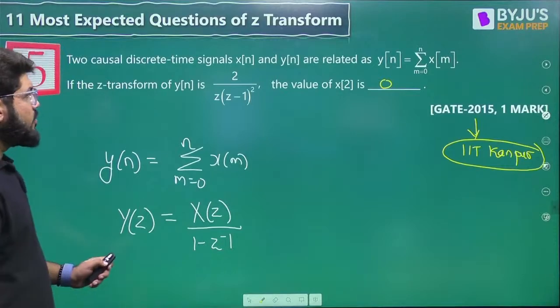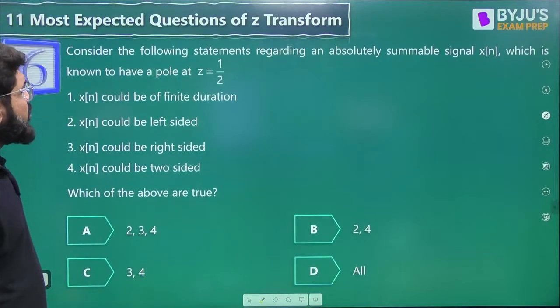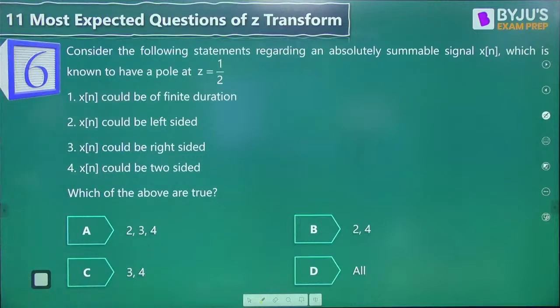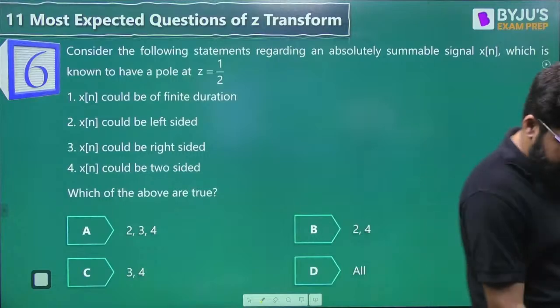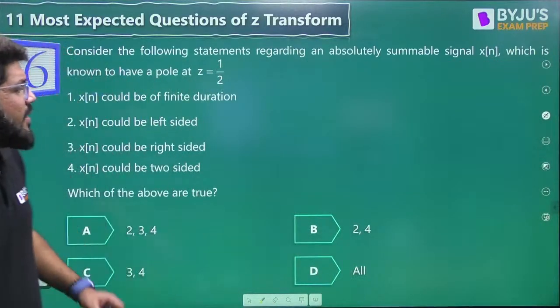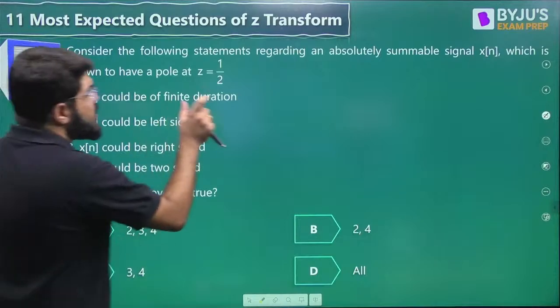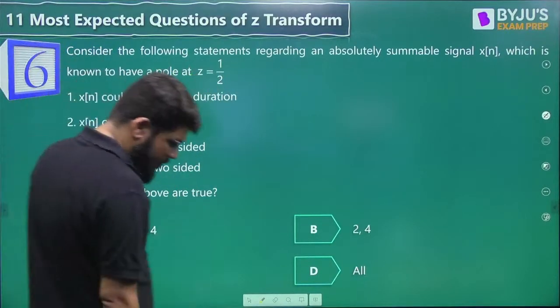Moving ahead to the next question here on your screen. Consider the following statements regarding an absolutely summable signal x[n] which is known to have a pole at z equal to half. A very important conceptual question. Absolutely summable signal which is known to have a pole at z equal to half.